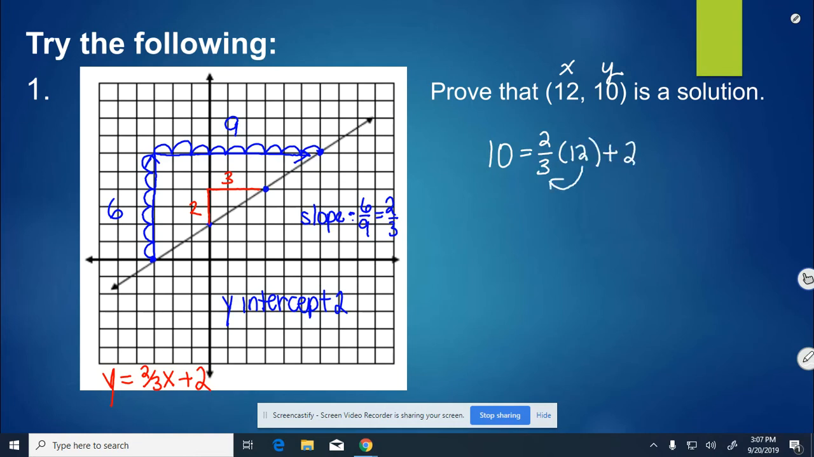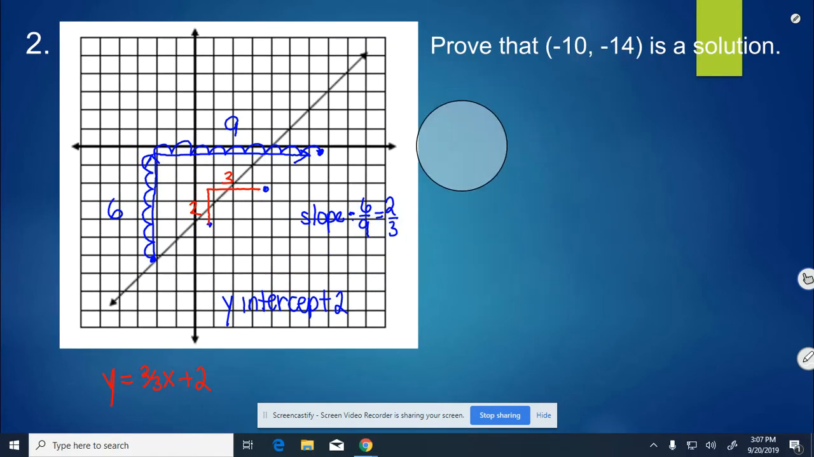Remember my trick, we divide by the denominator and multiply by the numerator. So 10 equals 12 divided by 3 is 4, times 2 is 8, plus 2. So 10 equals 10, proving that the point (12, 10) would definitely be on that line if our coordinate plane was larger. All right, let's take a look at the next example.